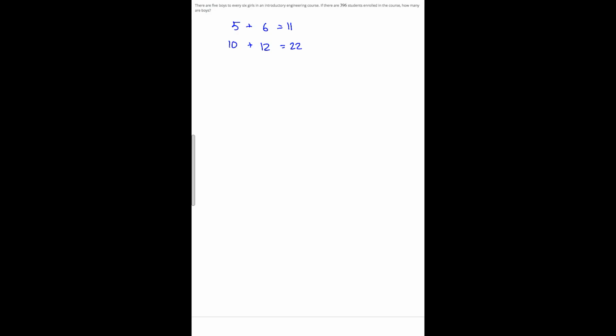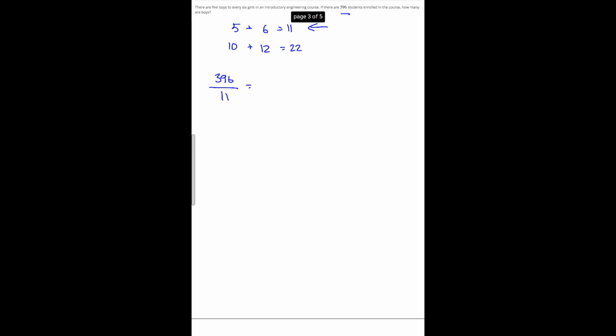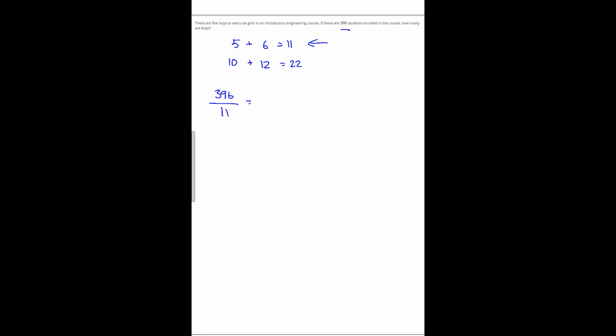We can keep doing that until we hit 396, or we can just do simple multiplication. Looking at our base case, we start off with 5 boys and 6 girls, and we have to have a total of 396 students. So we're going to take a shortcut. We take the total, 396, and divide it by our base case answer, which is 11. So 396 divided by 11 gets us 36.